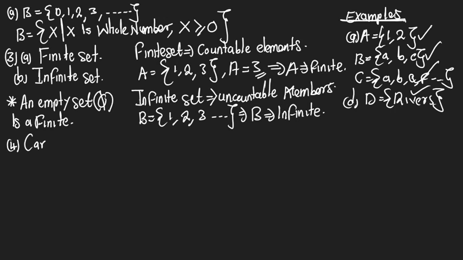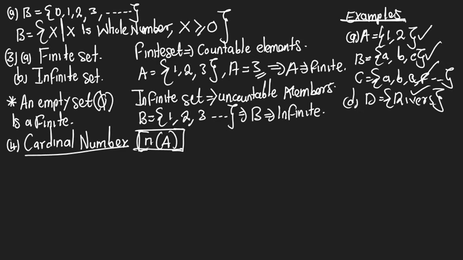We come to a cardinal number. A cardinal number is simply the number of elements in a particular set. It is denoted by the symbol n(A). The n is the number of elements in the set.